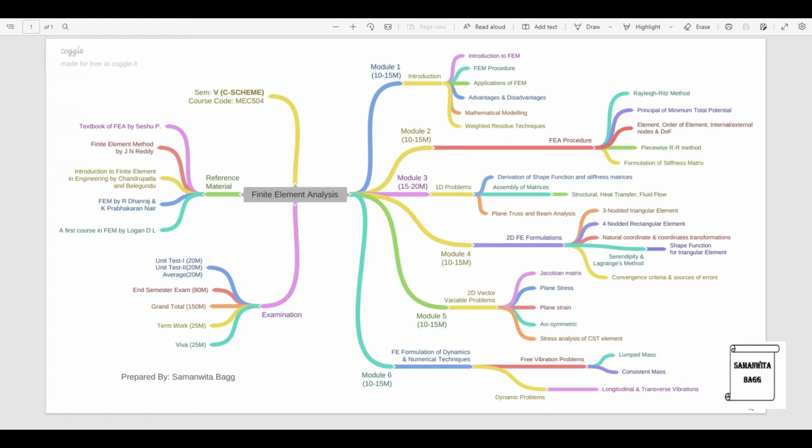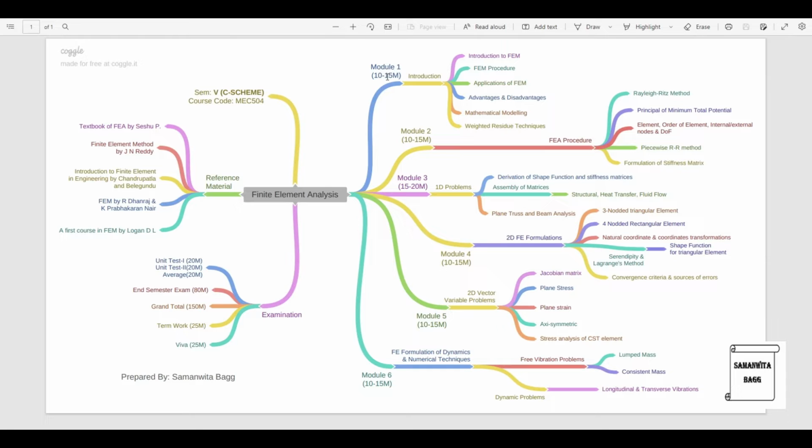In this session, we are going to discuss the C scheme R19 Mumbai University syllabus of FEA. The course code of this subject is MEC 504. This is a 5th semester, 3rd year subject. There are 6 modules in this subject. We will discuss each of them one by one.